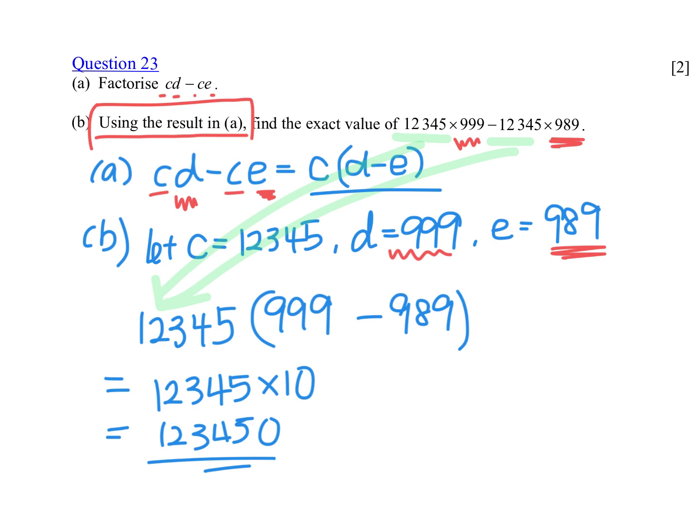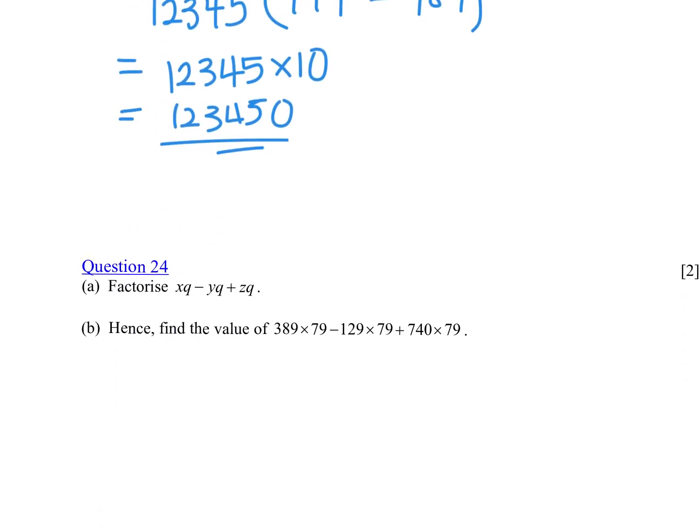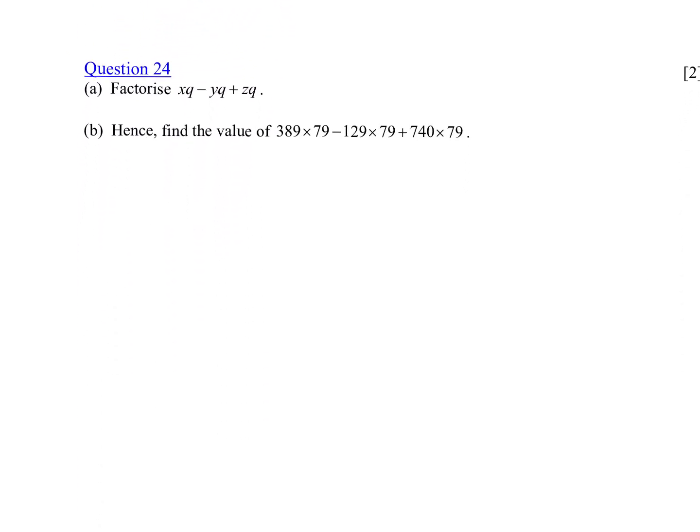Let's look at another similar question. Now we are at question number 24. For question number 24, part A says factorize x cubed minus y cubed plus z cubed. As usual, you notice the common factor q. For common factors, we only write out the common factor one time. So for part A, the answer will be q bracket, and I'll take out the remaining terms, x minus y plus z.